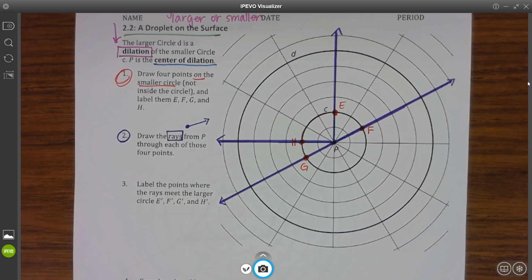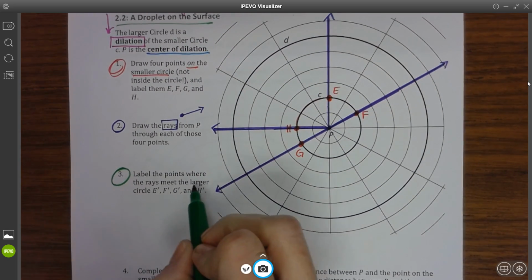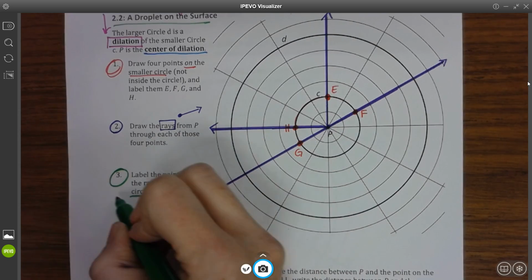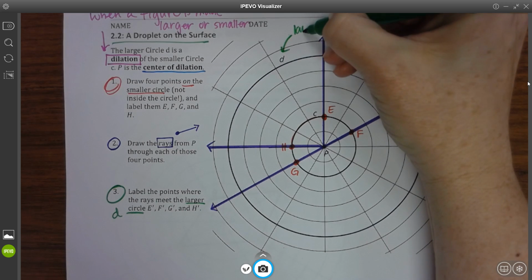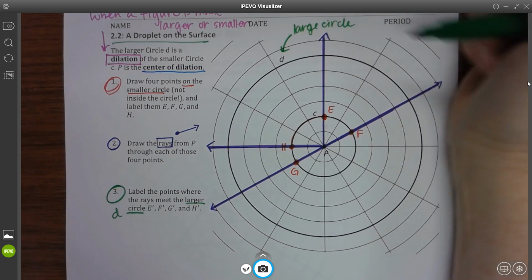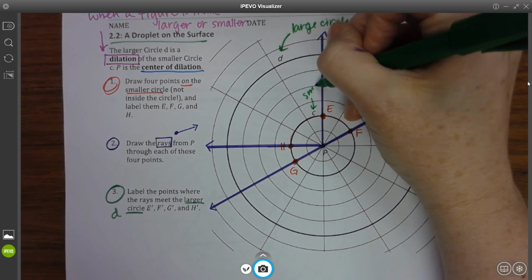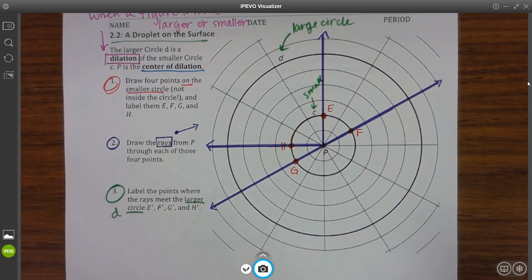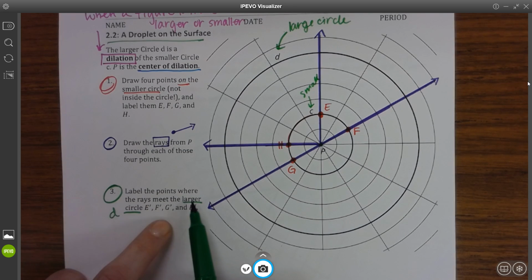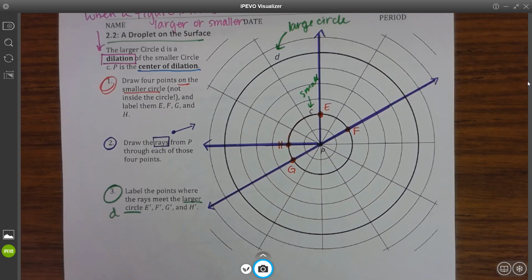Okay. Number 3 says, label the points where the rays meet the larger circle. My larger circle is circle D, right? So D is the large circle, C is the small one. So label the points where the rays meet the larger circle. We're going to label them E prime, F prime, G prime, and H prime.